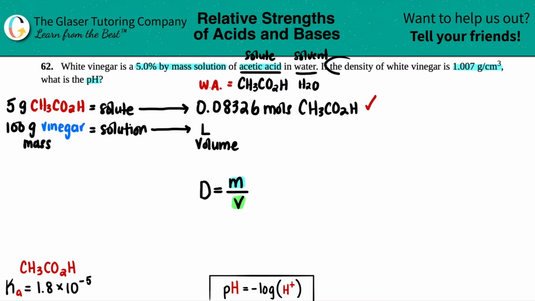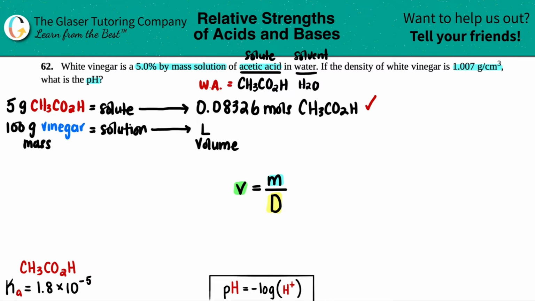But there we go. If the density of white vinegar is 1.007 grams per centimeter cubed. So we know this density value. Now, we can basically use this formula to solve, right? Or we could just rearrange this formula just to get volume by itself. And what would happen is the volume would come up here, and the density goes on the bottom. So it just makes it easier for the video. But you could have used D equals M over V to get that as well.